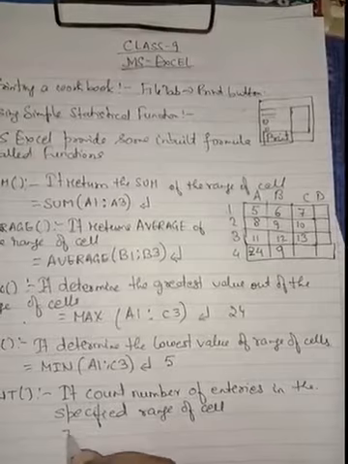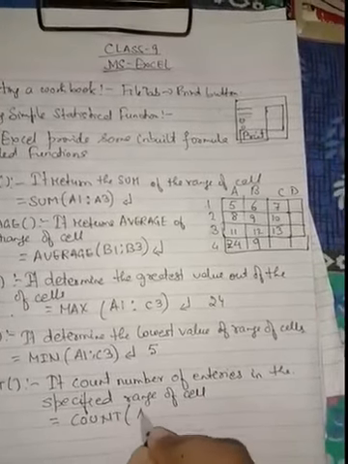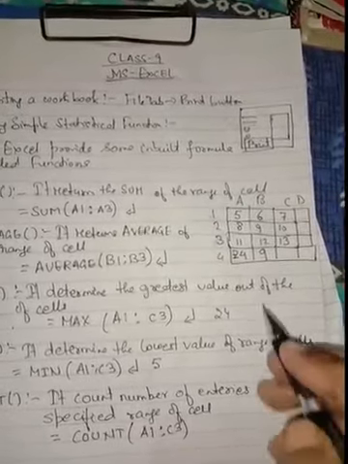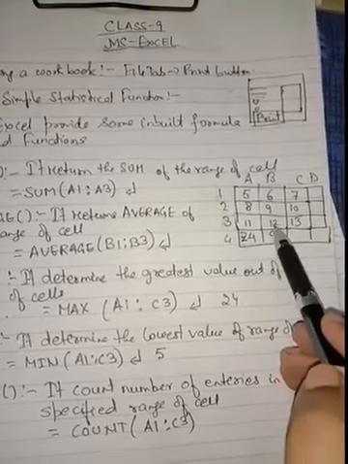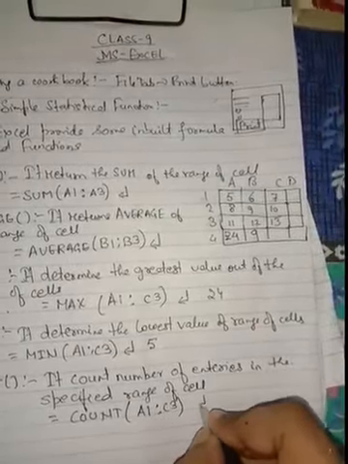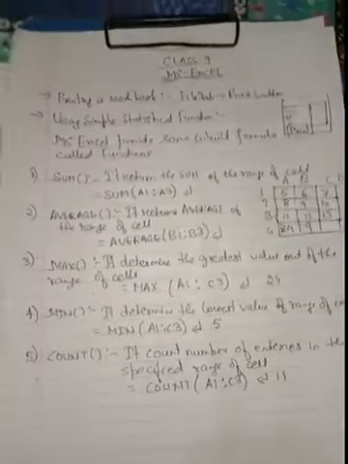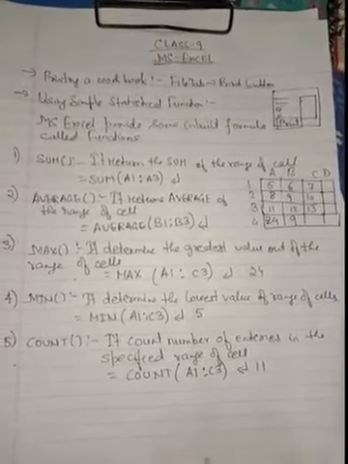So it means I have written over here is equal to count A1 colon C3. So how many values are over here? 1, 2, 3, 4, 5, 6, 7, 8, 9, 10, 11. So as soon as I press the enter key, the output will be 11 over here. So what does the count function do? It counts the number of entries that we have made in a cell.